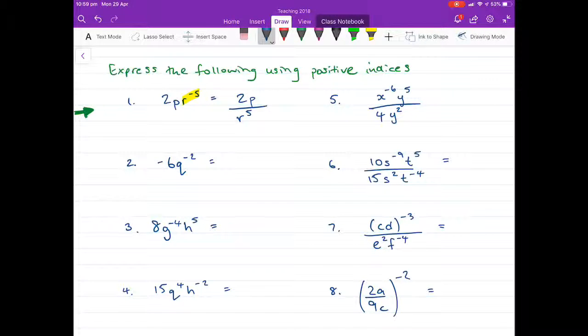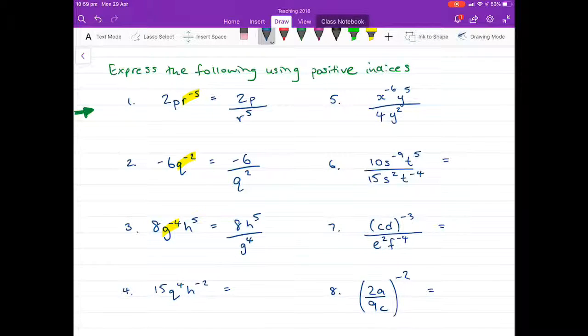Question 2, don't be fooled by that negative 6 at the front, because the only part that has the negative indice is that q to the power of negative 2. So the negative 6 will stay on the numerator and the q squared will become the denominator there. Question 3, again, identify what the negative indice is, okay, and place that on the denominator.